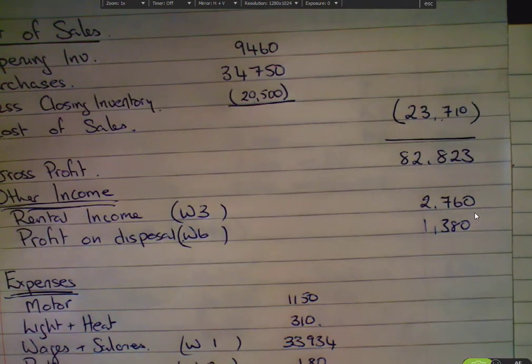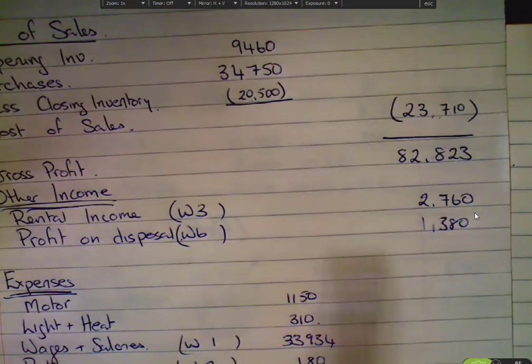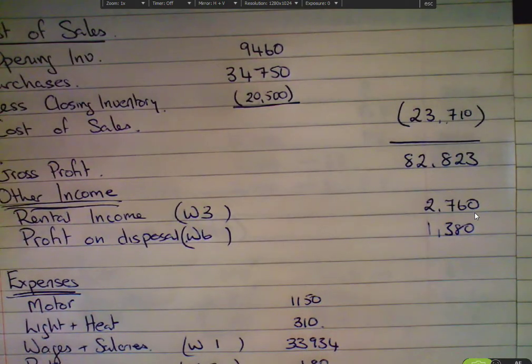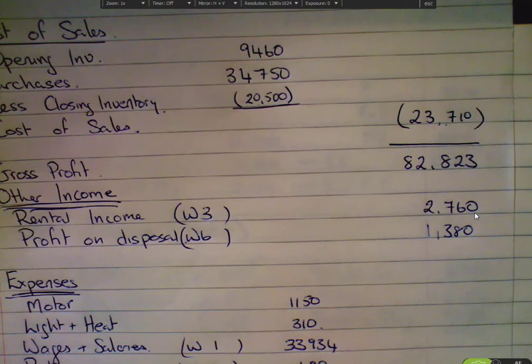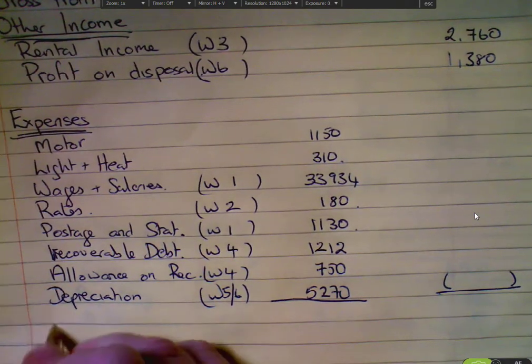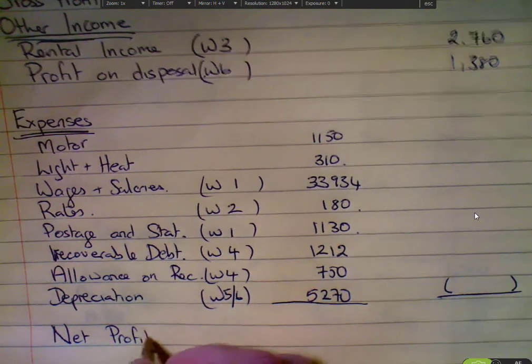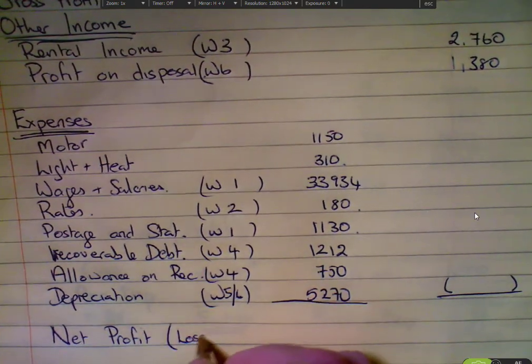Okay, and that was working 6. So let me see, we've got all our workings done here. Yes, we have. So we can work away and calculate our expenses, and from that then we can calculate our net profit. So I'm just going to go right down to the bottom here, and I'm saying net profit, and if it happens to be a loss, it'll be in brackets.